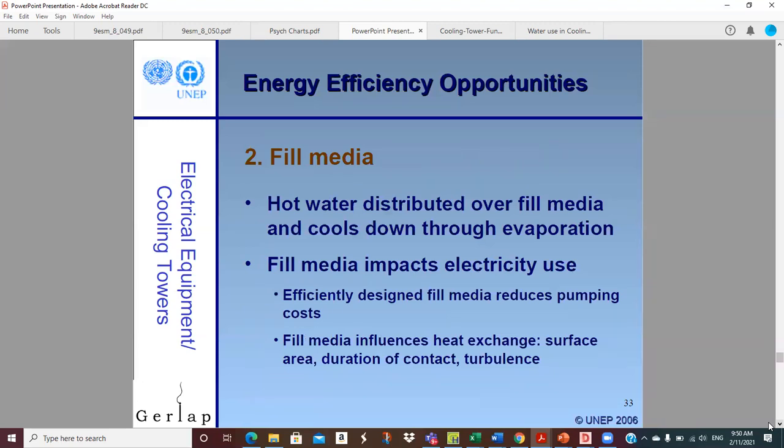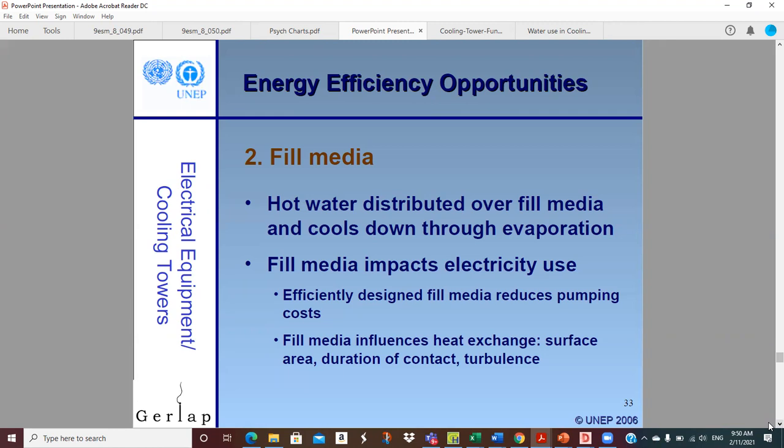Okay. Fill media. This is important. There are different types of media and fill, and they have different performance characteristics. But basically, we distribute hot water over that fill media, and it breaks it up in order to greatly increase the contact surface area between the water and the air that's flowing across it to promote evaporation.